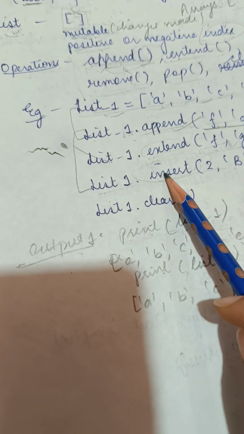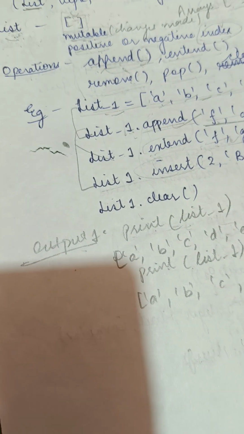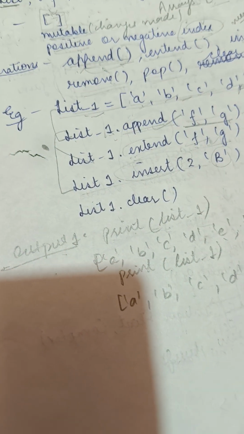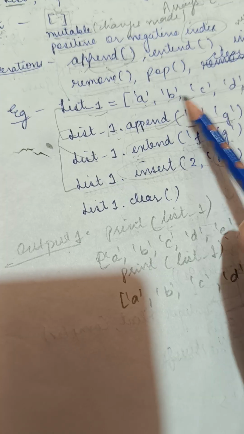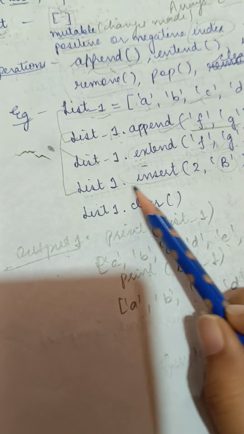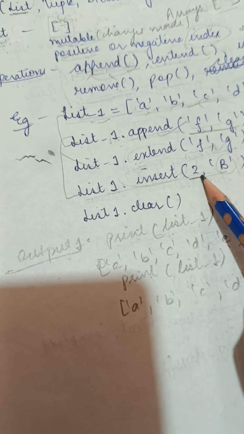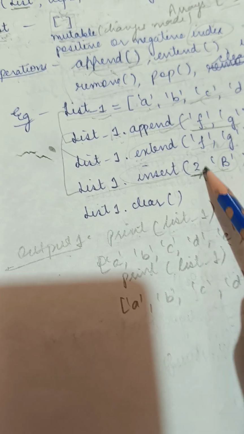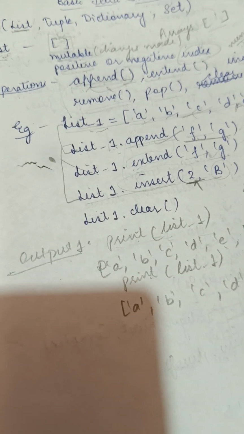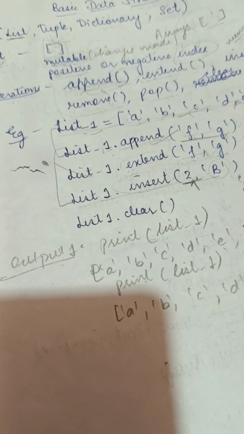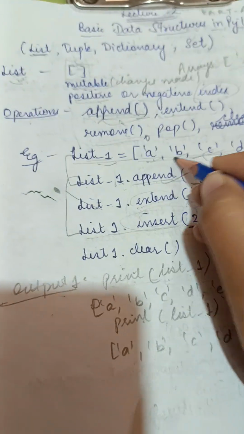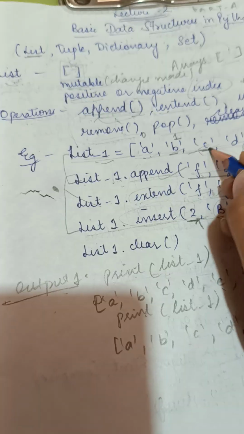Now insert. Suppose you want to add something, and after rechecking you come to know that you have skipped something. In order to add something at a particular place, we use this insert function. Now how do we identify that particular place? This is with the help of index. Index is the order that is given. The index of this A is 0, this B is 1, this C is 2.